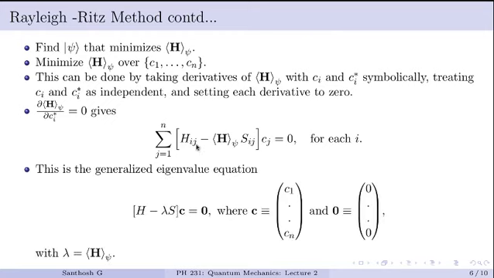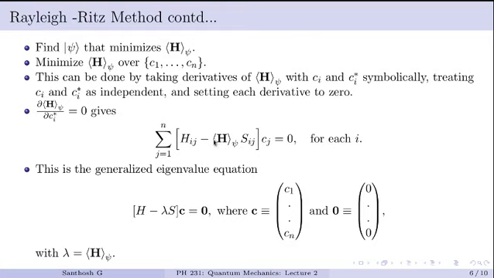If you look at the first term, it is Hij into Cj and summed over j running from 1 to n. So this is nothing but the matrix product of the matrix H and the column matrix C, where the column matrix C is defined to be this column matrix with elements C1, C2, etc. up to Cn.